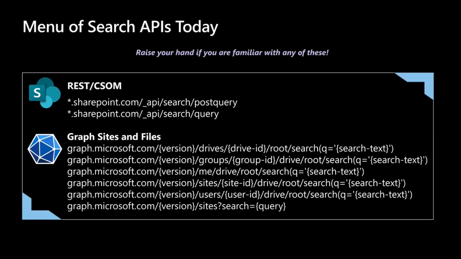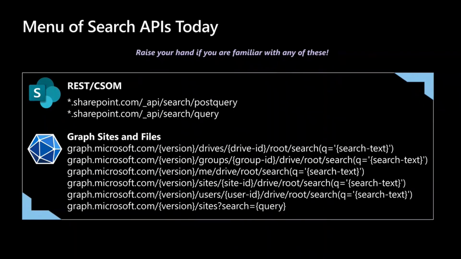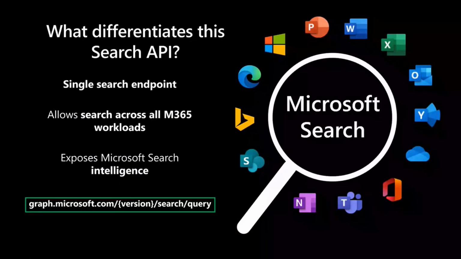We can make this a little bit interactive, so feel free to use the raise hand or the reaction features in Teams to show if you recognize any of the APIs that I am showing here on my screen. These are different types of search APIs that you might be familiar with today. And so the question we come to is, why another search API and why this Microsoft Search API?